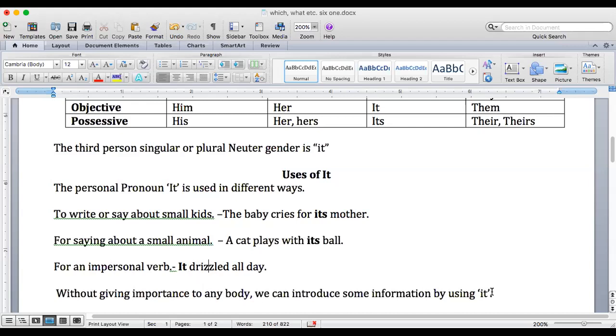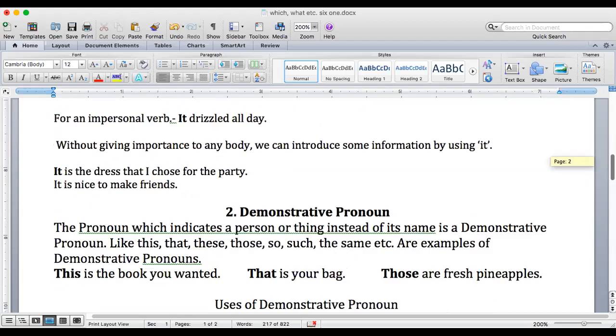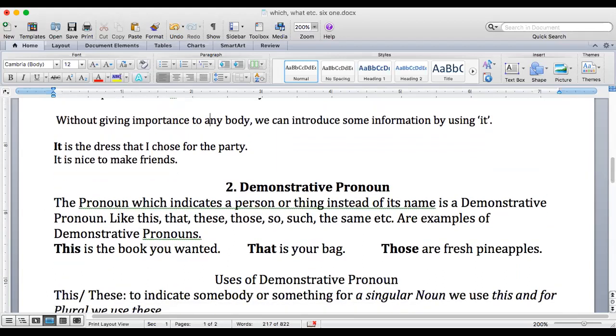Okay, it is a, what shall we say? It is a boy that we know. It is a story that I read. Okay, it is black. The bag you brought, it is black. It is the dress that I chose for the party. It is nice to make friends. So it is used in various forms. It is generally used to describe an impersonal thing without naming it as his or her or their, or just it. It is something like that.